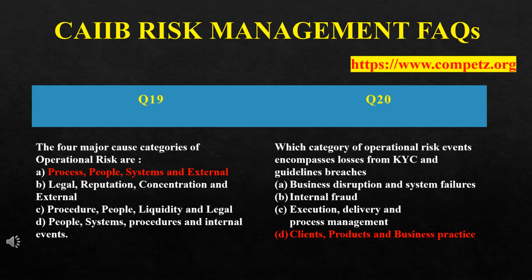It includes legal risk. It excludes strategic and reputational risk. Remember one thing: it includes legal risk, but it excludes strategic and reputational risk. In the second option, legal is there, but it excludes reputation, so this option will not come. In the third option, legal is there, but liquidity is excluded. In the fourth option, they have internal events, which will not come; instead, external events come into consideration. So the answer is A, process, people, systems and external.